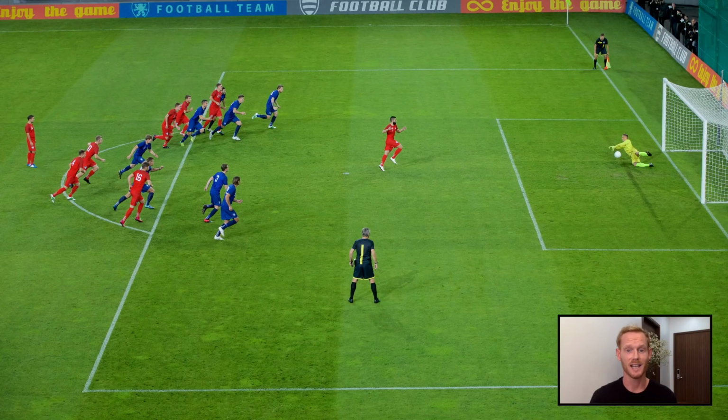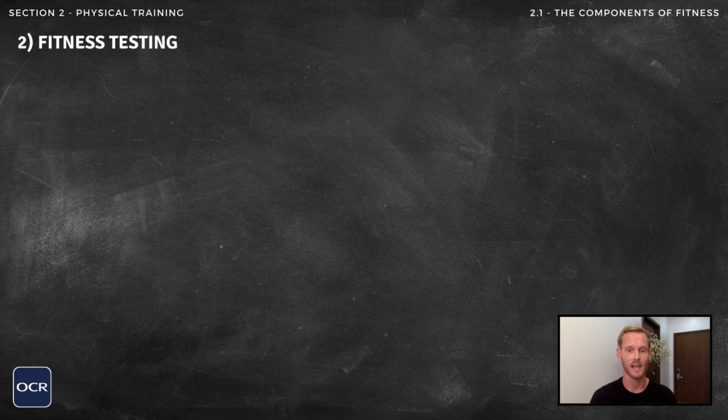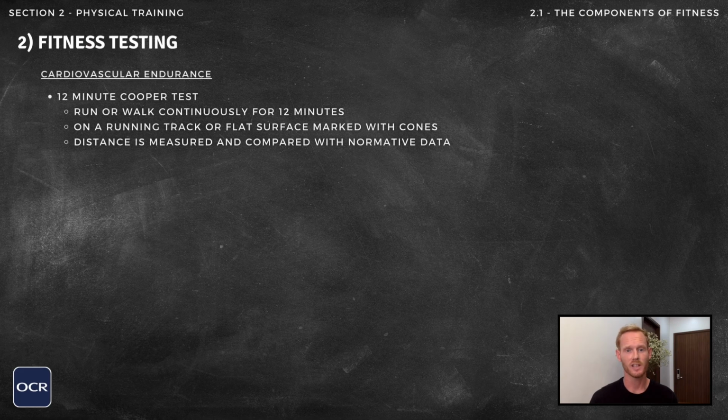Okay, so that's it for the definitions and practical examples for each of the components of fitness. So we'll move on now to the second and final section on topic 2.1 on fitness testing. We'll begin with the tests for cardiovascular endurance or stamina.